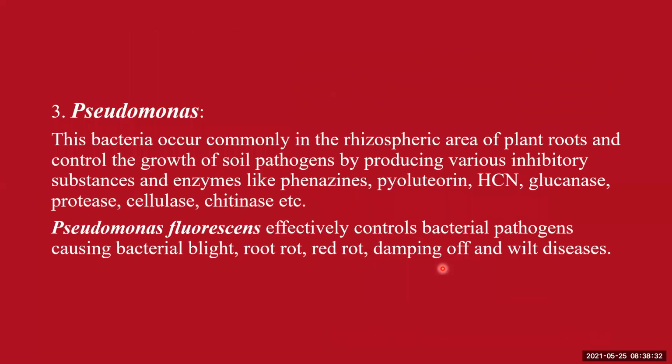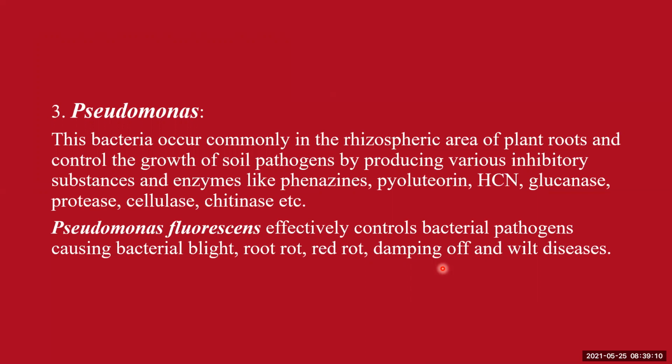One more important bacterium that can be used as a biopesticide, that has biocontrol action, is Pseudomonas. This bacterium is commonly present in the rhizospheric area of the plant root, and it controls the soil pathogens. How? By producing certain inhibitory substances like phenazines, pyoluteorin, HCN. It also produces enzymes like glucanase, protease, cellulase, chitinase, which destroy the soil pathogens and protect your plant from pathogenic attack by various microbes.